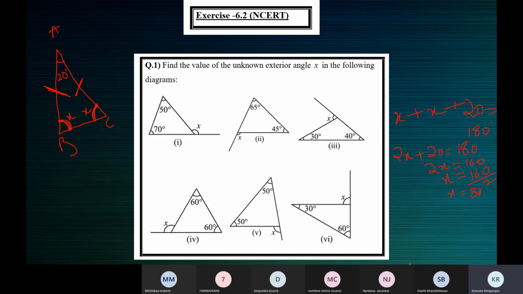x plus x is 2x. 2x plus 20 is equal to 180. 2x is equal to 180 minus 20, because when 20 goes to the other side, it will become minus 20. So 2x is equal to 160. x is equal to 160 by 2. x is equal to 80.